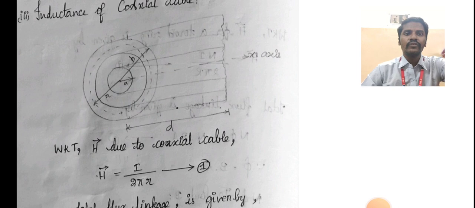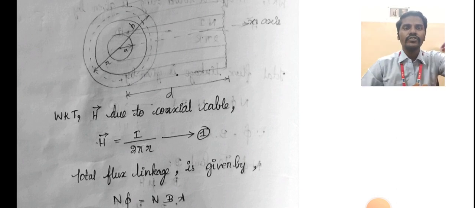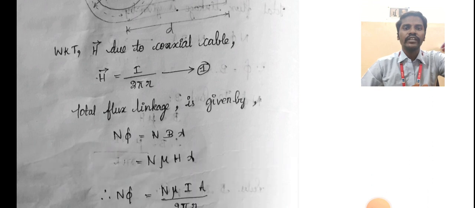So already we have calculated the value of H vector for a coaxial cable. H is equal to I divided by 2 pi r. So the total flux linkage is N phi, and N phi is equal to N into B into A. Instead of B I can write mu H, and instead of H I put the value H is equal to I divided by 2 pi r.